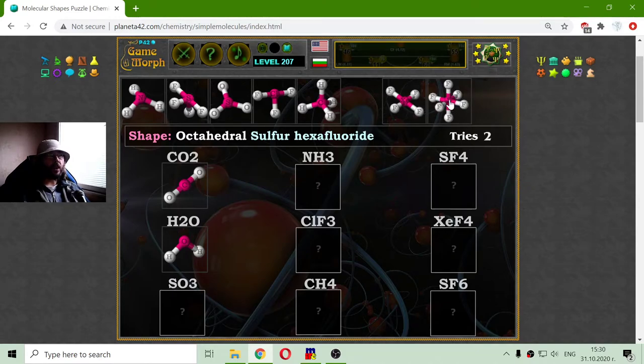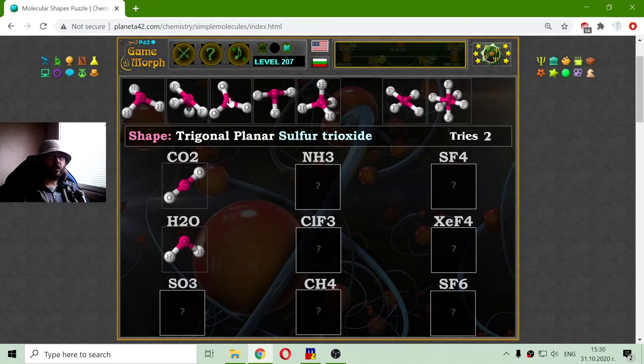One is the octahedral and one is the CSL. Okay, I will reach them, but first the simpler ones. I'm searching for sulfur, sulfur oxygen. There it is, the trigonal planar shape.